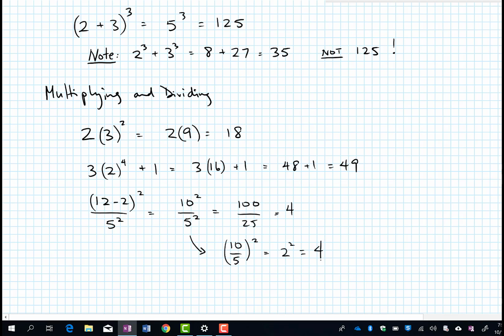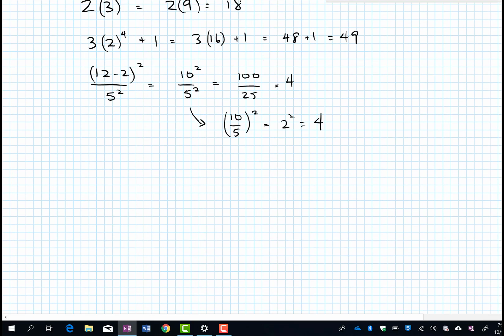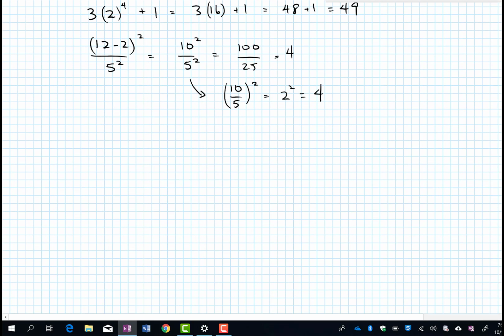Now, here's where we have a little bit of flexibility. Because the exponent is 2 on both the numerator and the denominator, we can actually write this as 10 over 5 squared. And that simplifies to 2 squared, which is 4. So that is a shortcut you can take. And you'll see why when we do a fraction at the very end here. So one more before we get to the last example.